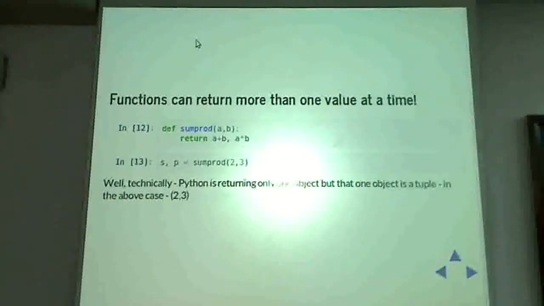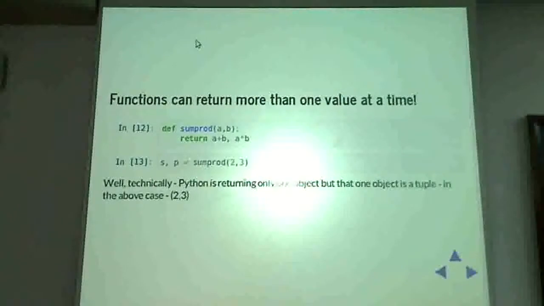Lists can be changed in place. Tuples cannot be. So if you have a tuple 1, 2, 3 and a list 1, 2, 3, any attempt to change the list element by saying a of 2 equal to something will work. But any attempt to change the tuple will not work. That's the only difference between lists and tuples.